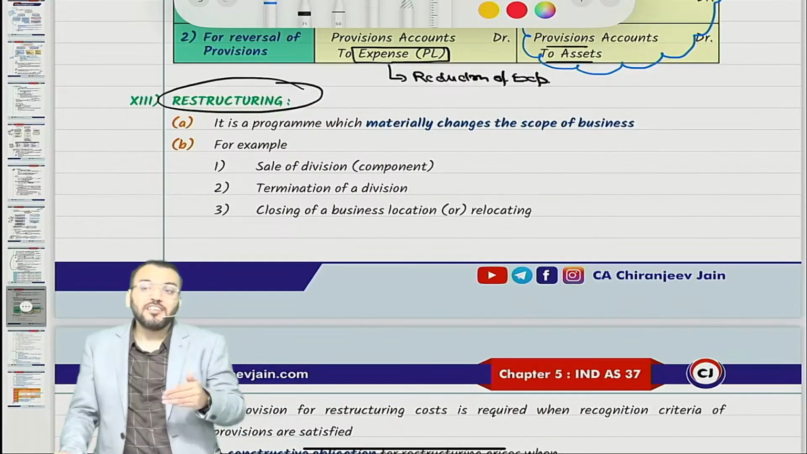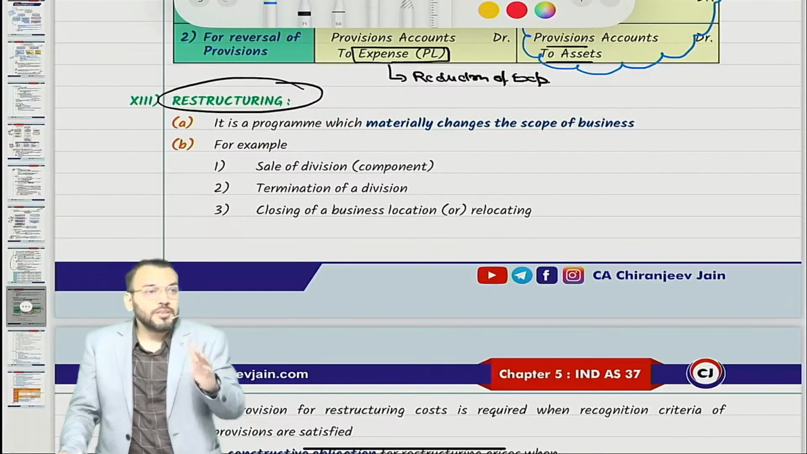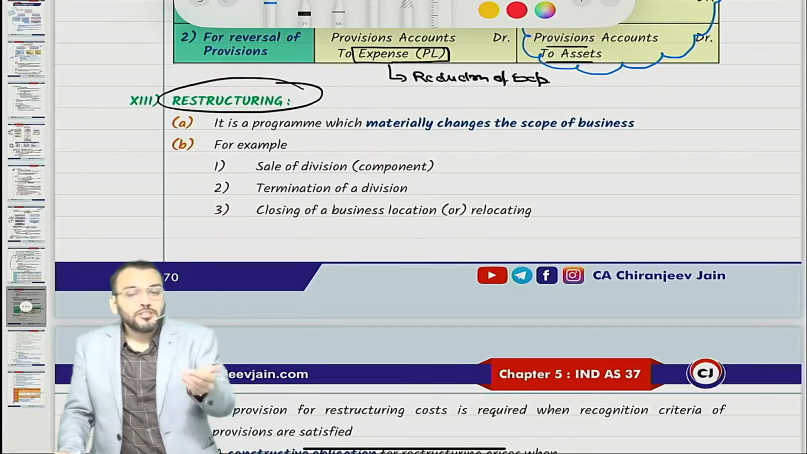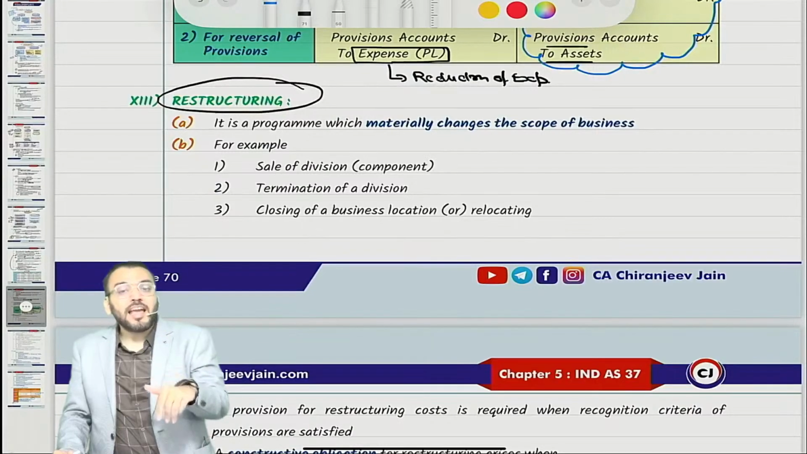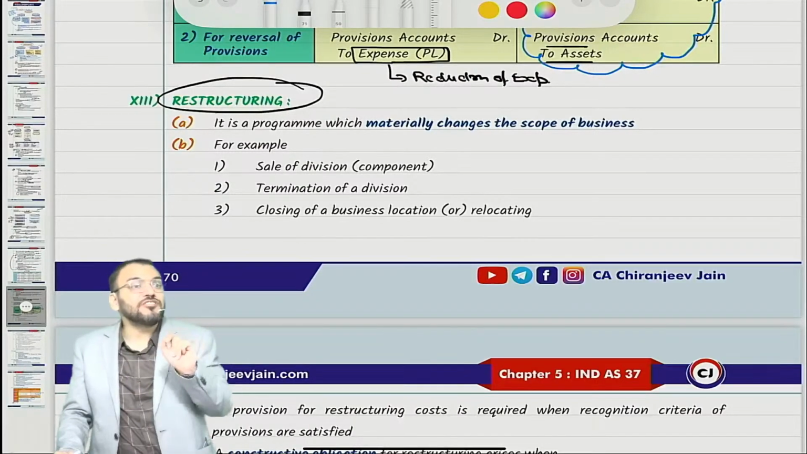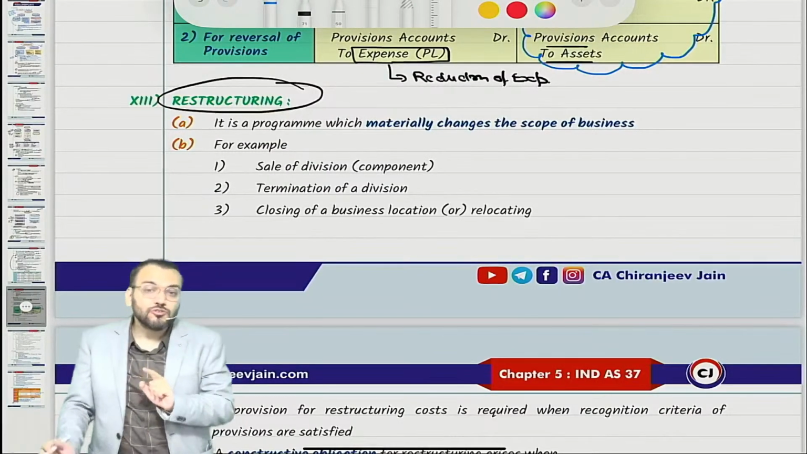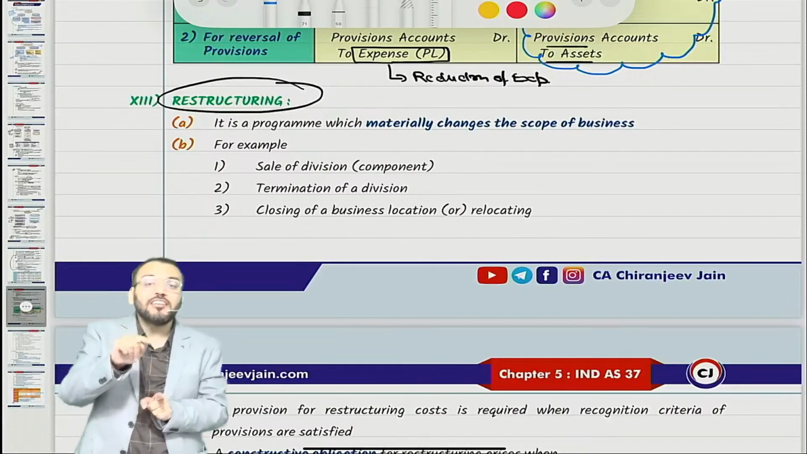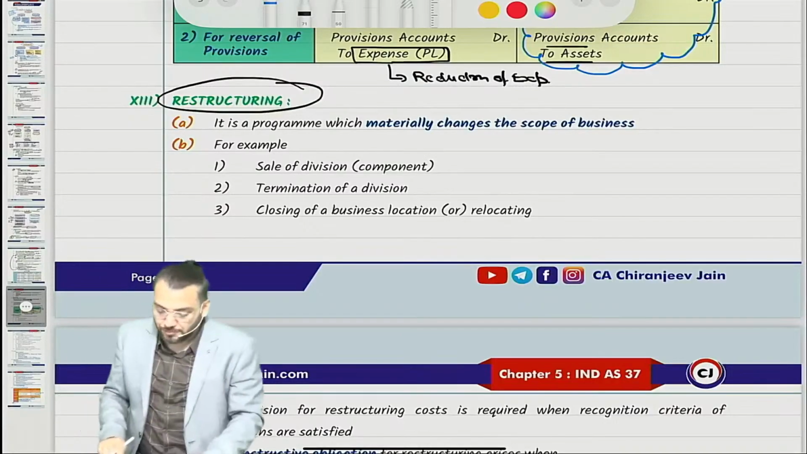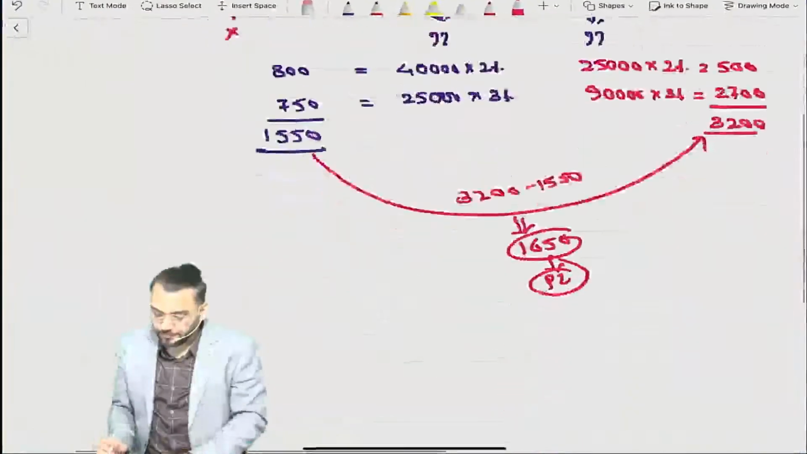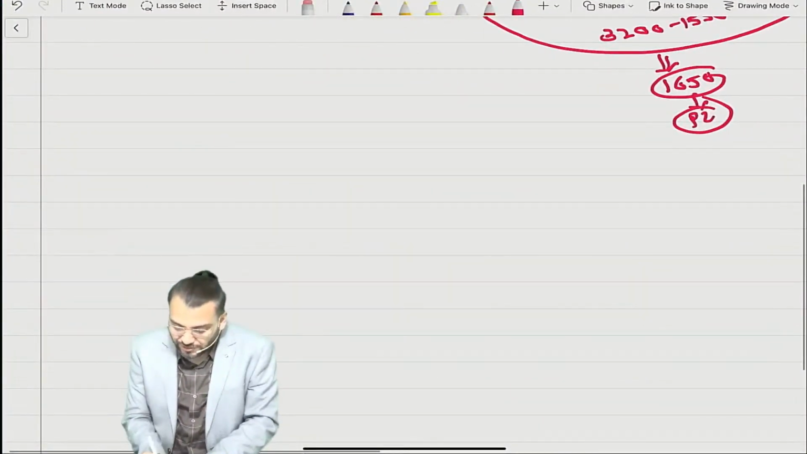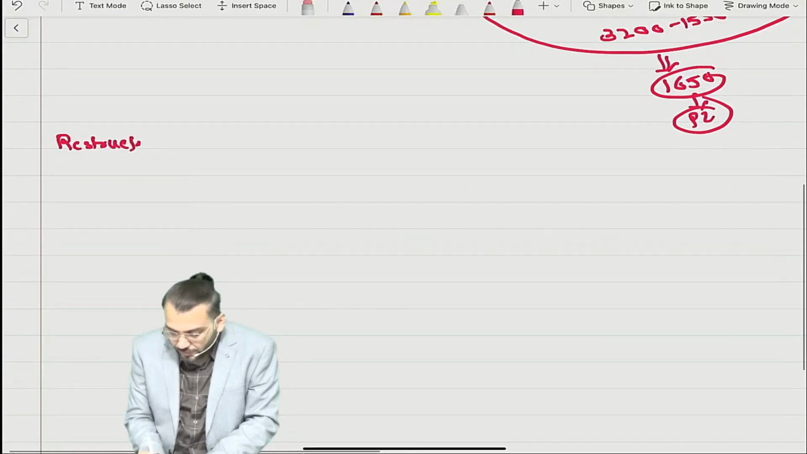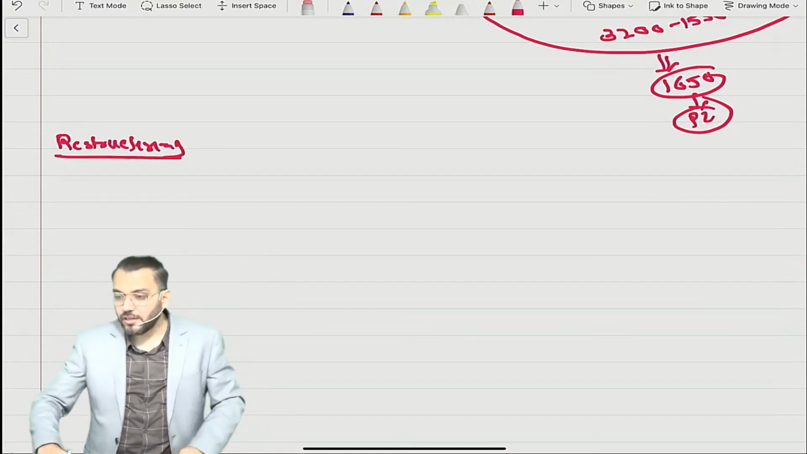Now just try to understand. Suppose we have decided to restructure. Of course, when there is actual restructuring, there will be some restructuring cost. So should we create a provision for restructuring cost when we have decided to restructure? Understood? Let me take one example. Right now we are doing restructuring.